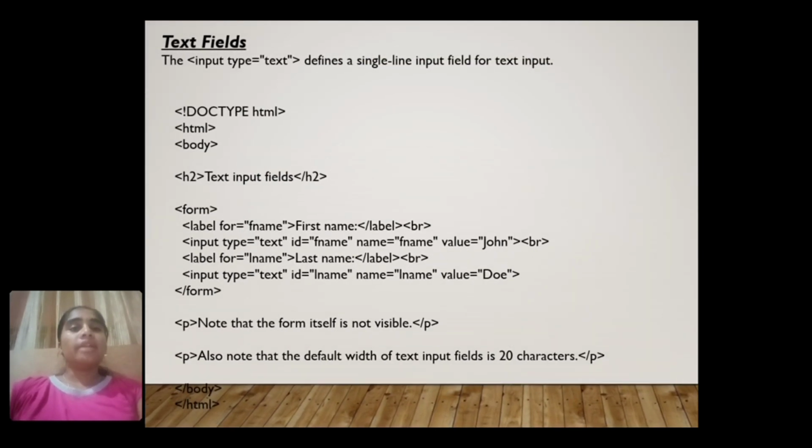Next, coming to text fields. The input type text defines a single line input field for text input. Here the document type is HTML and the body contains an h2 heading, text input fields, and a form. A label for first name and input type text with id first name, and a label for last name and input type text with id last name, and a p tag noting that the form itself is not visible.